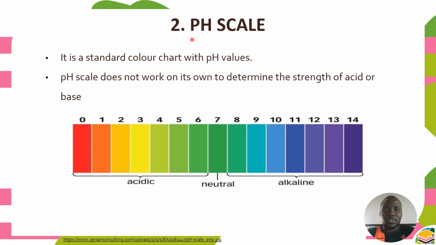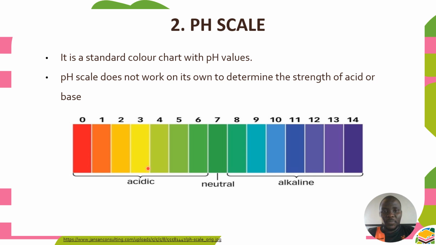Now, the second one is the pH scale. A pH scale looks like this one. So what is a pH scale? A pH scale is a standard color chart with pH values. A pH scale does not work on its own to determine the strength of an acid or a base. Later on, we are going to look at how it works, because here the statement is saying that it does not work on its own. It means it needs help from somewhere else to determine the strength of an acid or a base.